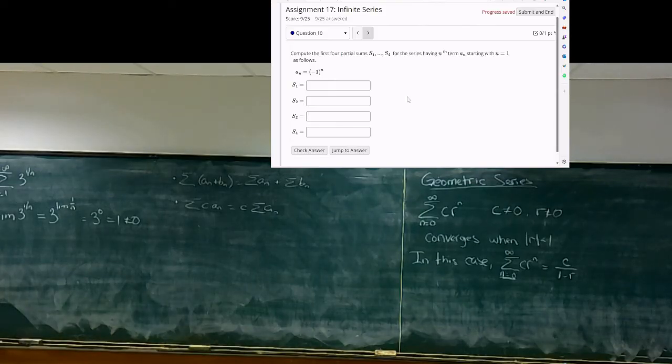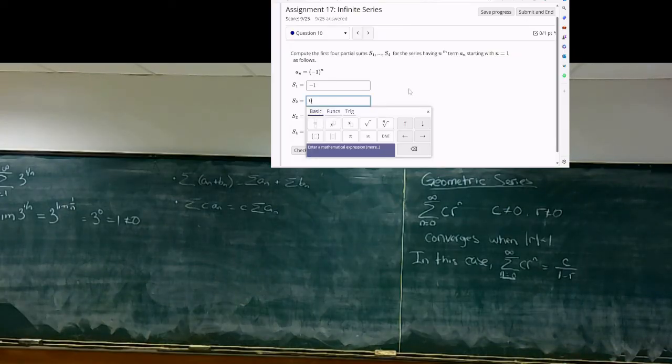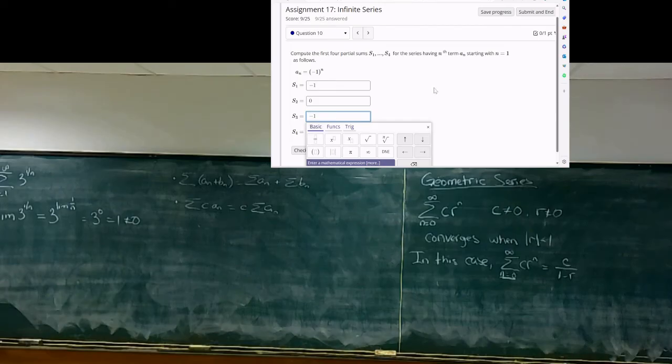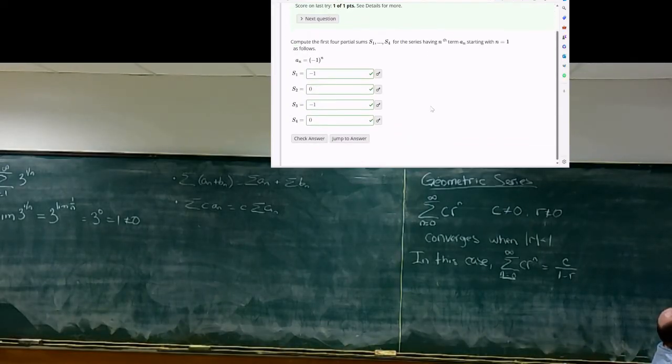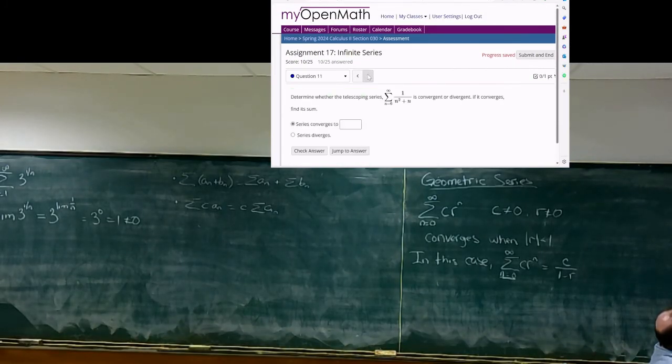This one's a joke. Should just be -1, 0, -1, 0, because this is the sum of -1 to the n. Okay, then it looks like, yep, converging, diverging.